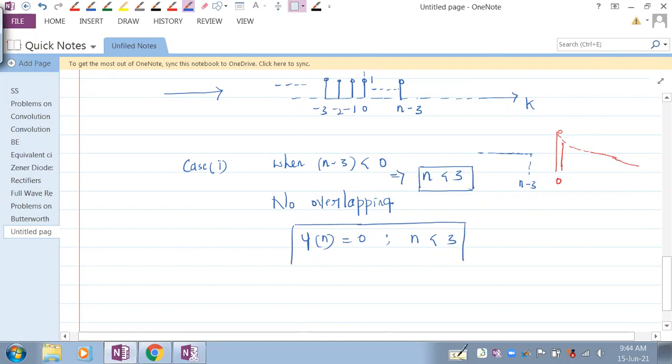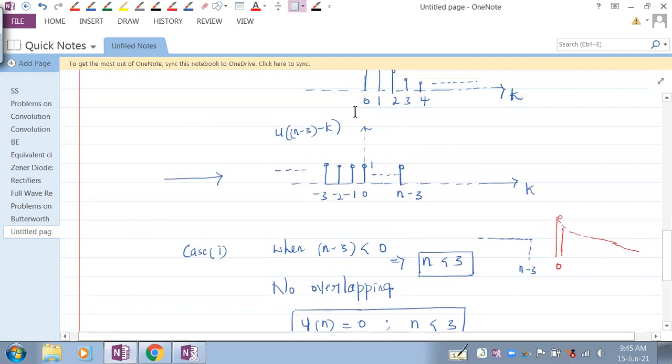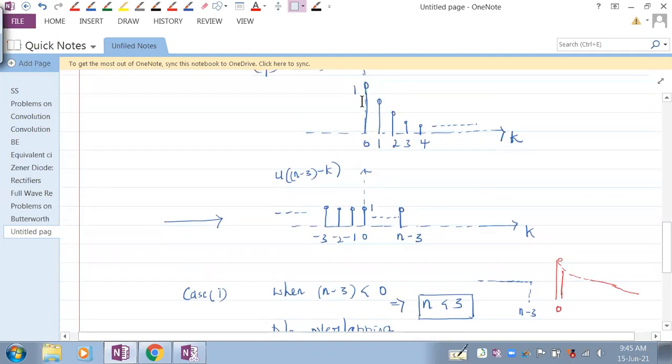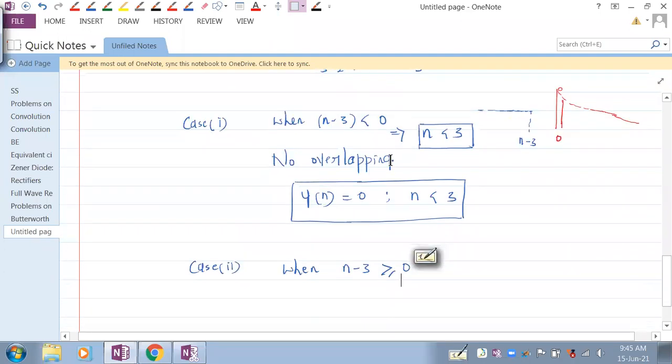Understand that? So what is the second case now? Case 2. When n minus 3 is greater than or equal to 0, when it is equal to 0, then also there is overlapping here. When n minus 3 is equal to 0, the first player here will be handshaking with the person at n minus 3. So when n minus 3 is 0, there is overlapping happening. So when n minus 3 is greater than 0, then also the overlapping is happening.